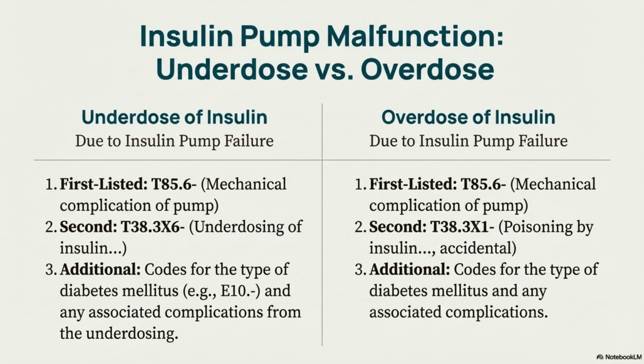For the underdose scenario: first, T85.6, mechanical complication of the insulin pump. Second, T38.3X6, underdosing of insulin. Third, assign the appropriate diabetes code and capture any complications caused by the underdose. Next, the overdose scenario. We start with T85.6, mechanical complication of the insulin pump. Second, T38.3X, accidental poisoning by insulin. Third, assign the correct diabetes code along with any complications resulting from the overdose. This is one of those coding situations where sequencing is critical for accuracy and compliance.